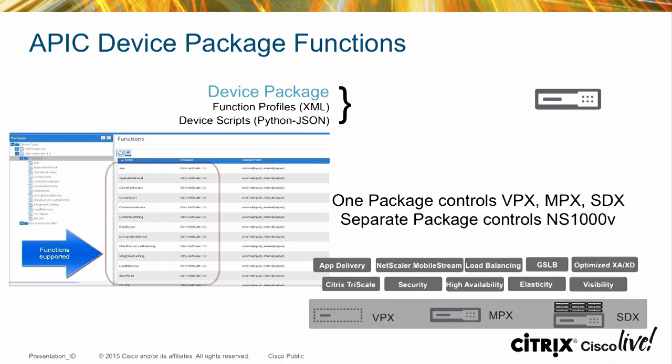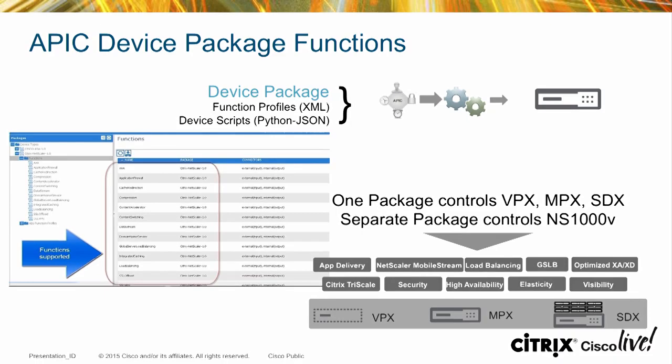There's a separate package for the NetScaler 1000V. If you're not familiar with the NetScaler 1000V, that is the Cisco OEM NetScaler. So it's the official ACE replacement. So Cisco actually sells NetScalers. And the 1000V is the virtual appliance that they have here at Cisco. So the device package functionality provides app delivery, mobile stream, going back to that, high availability, security, so all the functionality in the NetScaler.